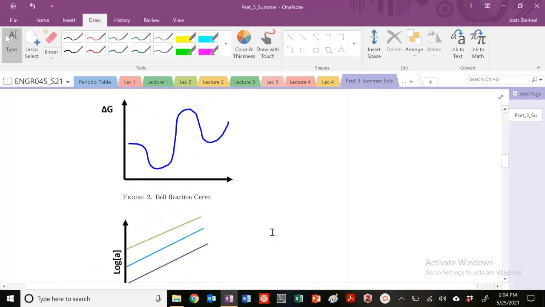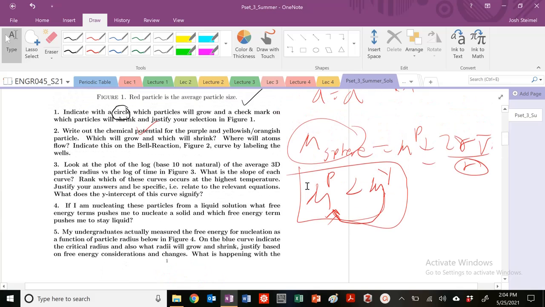We can also label that on the curve. Where are we going to jump? If I'm sitting here, I want to make the short jump, so I'm going to go from yellow to purple. I don't want to go from purple to here, because that's a larger energy barrier jump. So, good, this one is done.